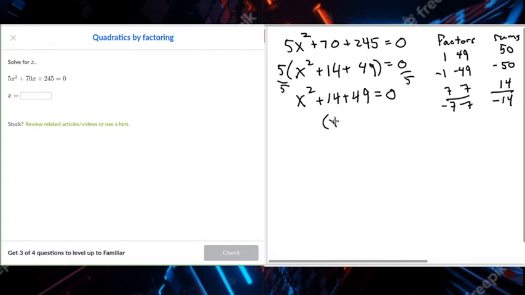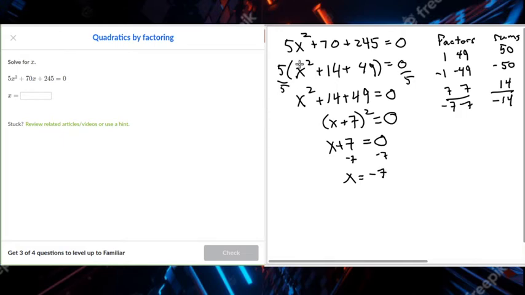So we've got x plus 7 times x plus 7, and that's x plus 7 squared is equal to 0. If I take the square root of both sides, I'll get x plus 7 is equal to plus or minus 0, but that's the same. I'll subtract 7 from both sides, and I'll get x is equal to negative 7.